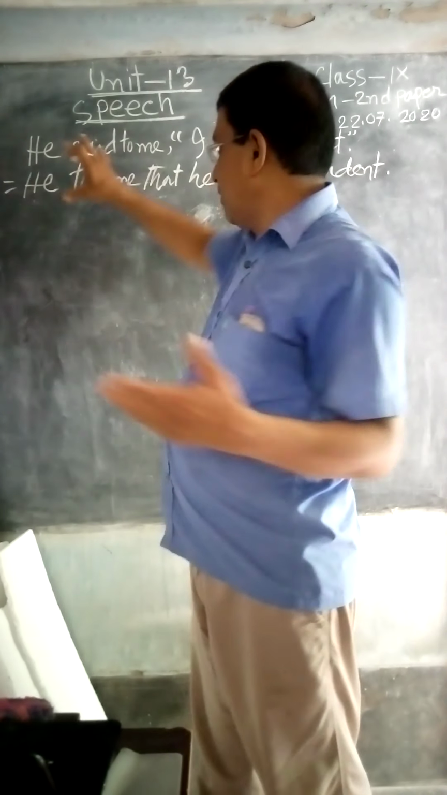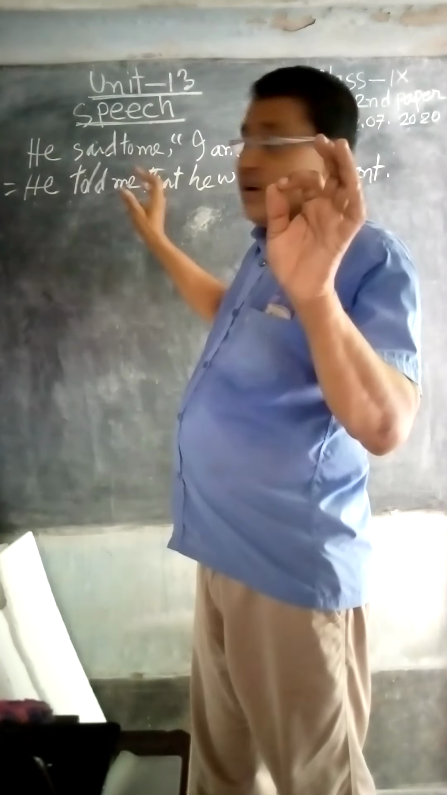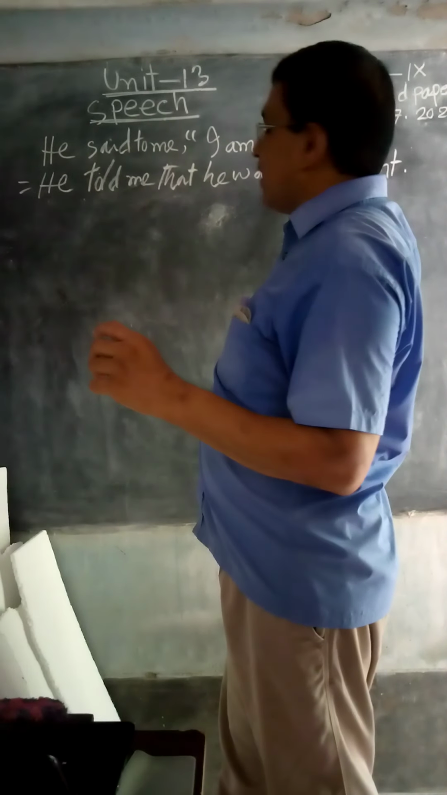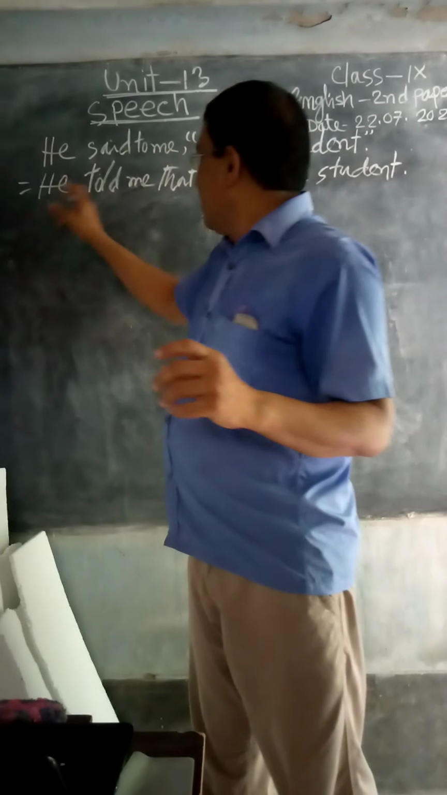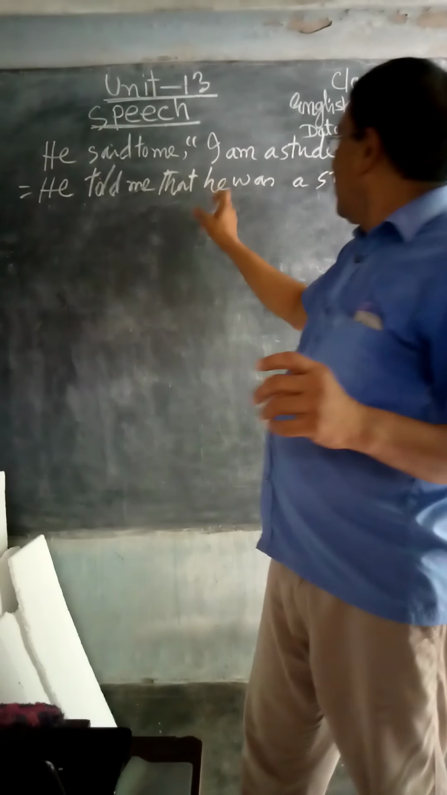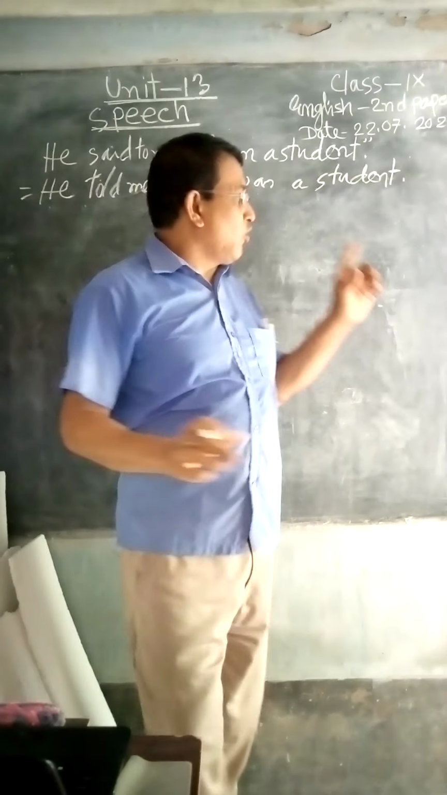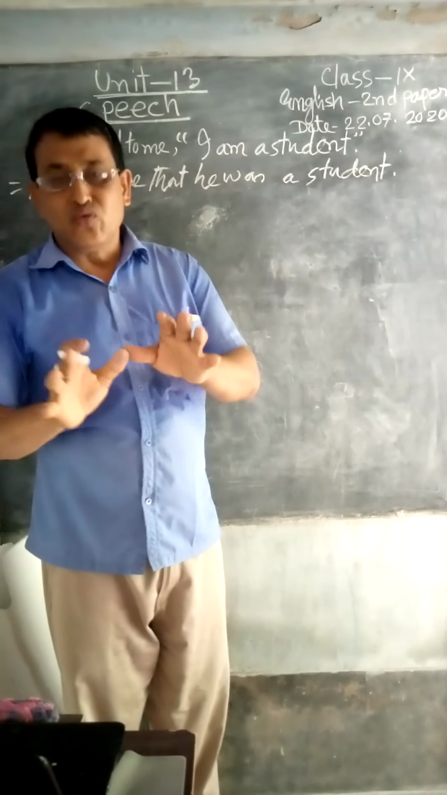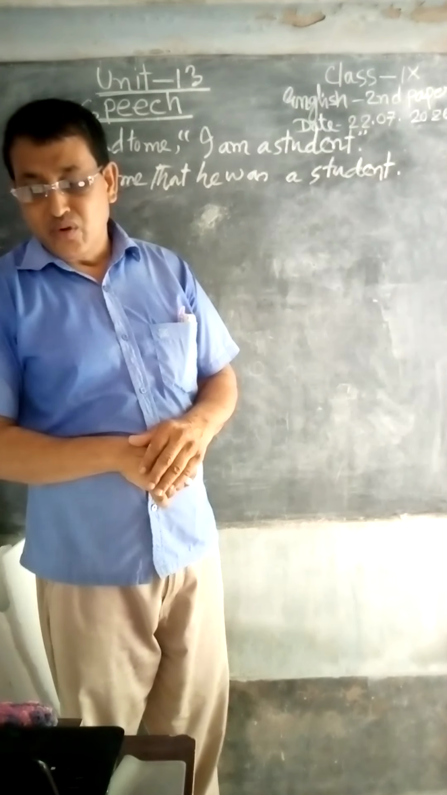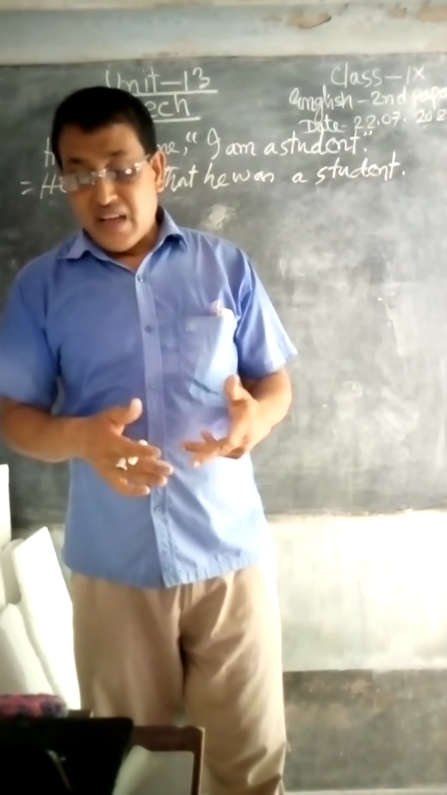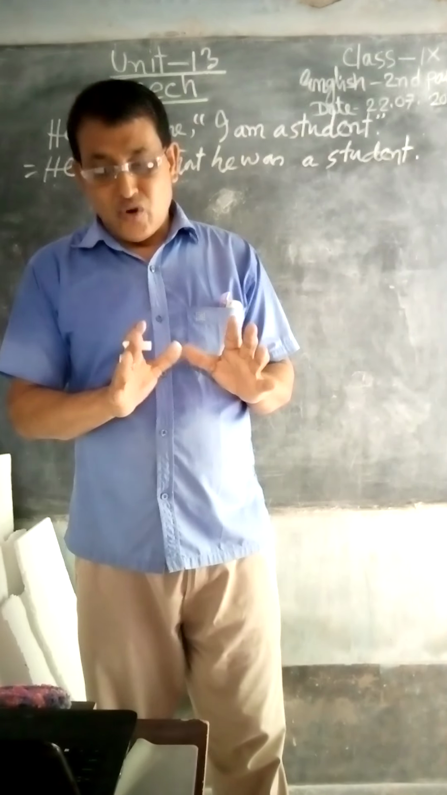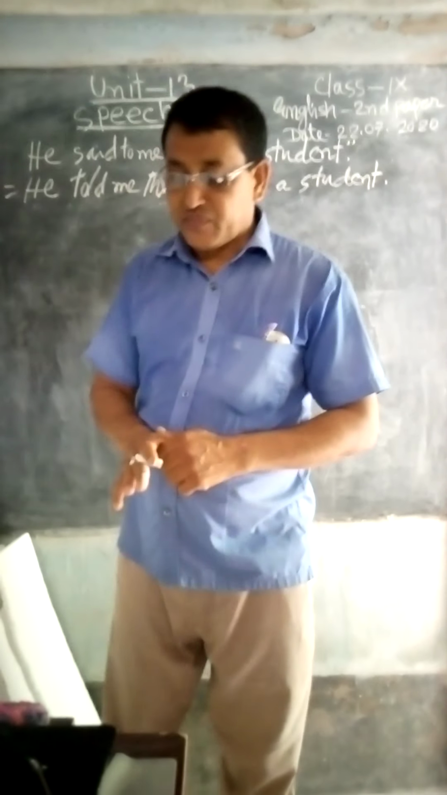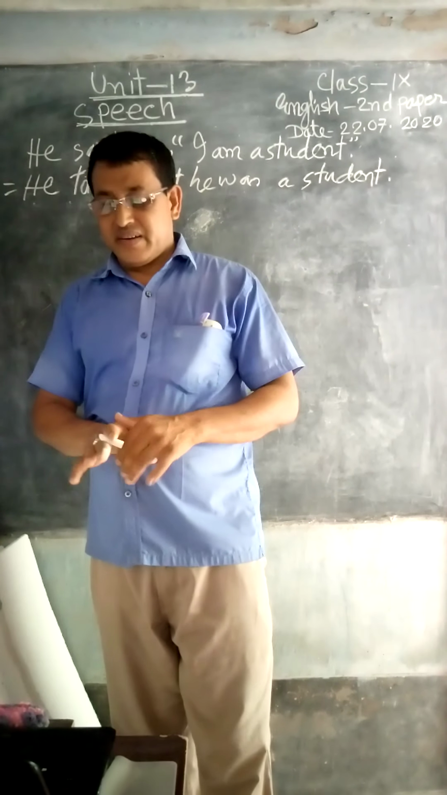I already wrote this line. He said to me, comma, inverted comma, start, I am a student, inverted comma, close. He told me that he was a student. What is the difference between two types of line? Do you know? My question is, is it the same or different? If it is different, where are they different?